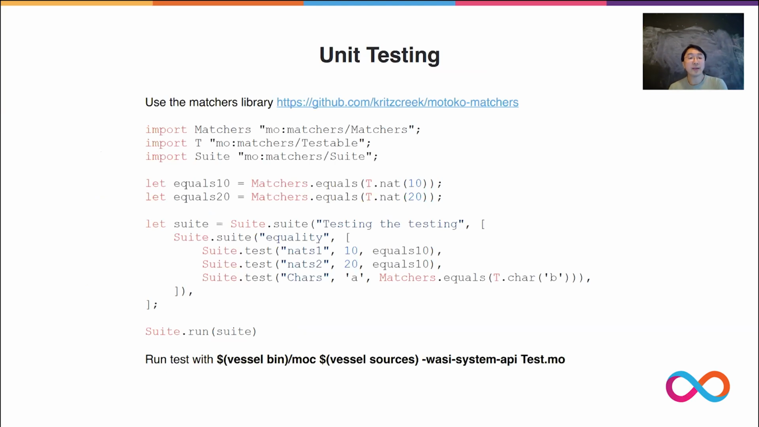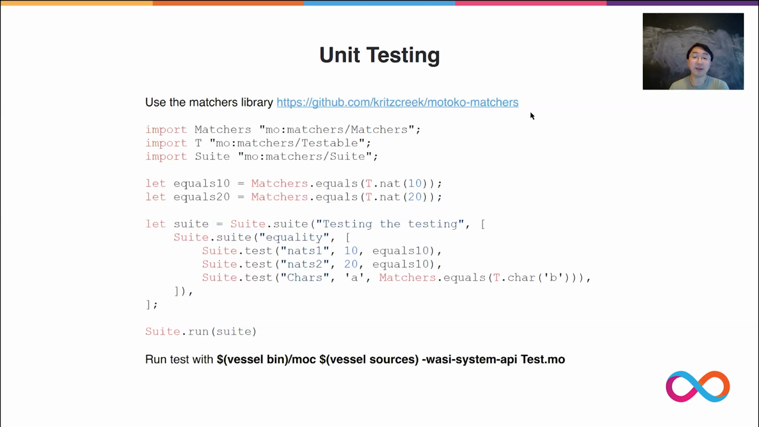Another good practice is to implement unit testing for your modules. When you have too many modules, you want to test each individually to make sure they are functioning correctly before you integrate them together, which is a common practice in almost all programming languages. In Motoko, you can also do that.